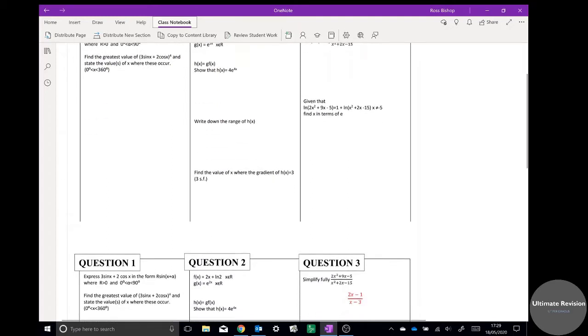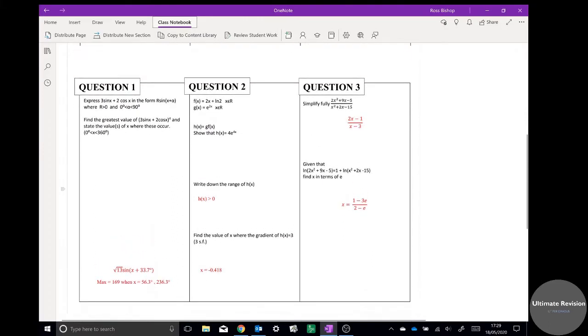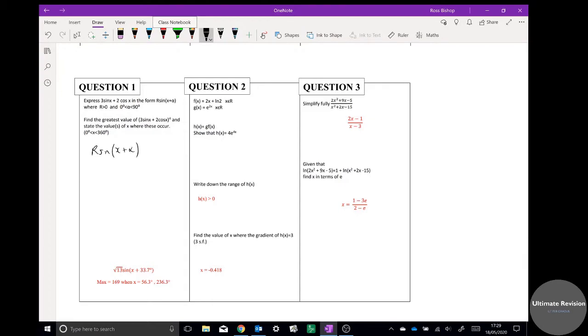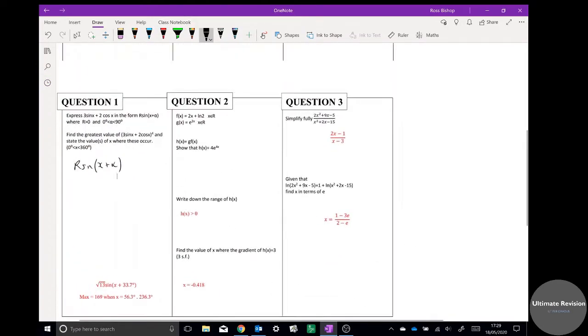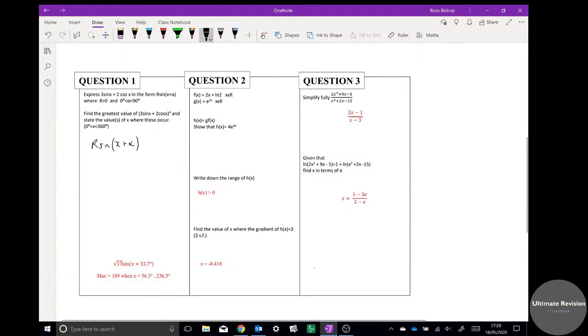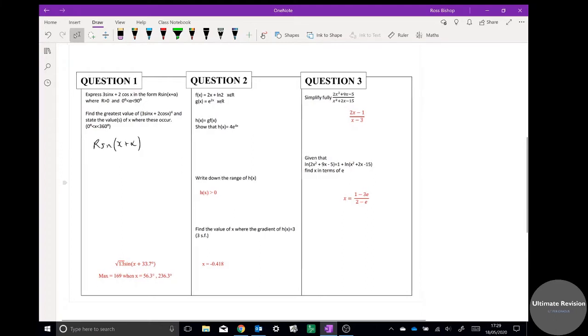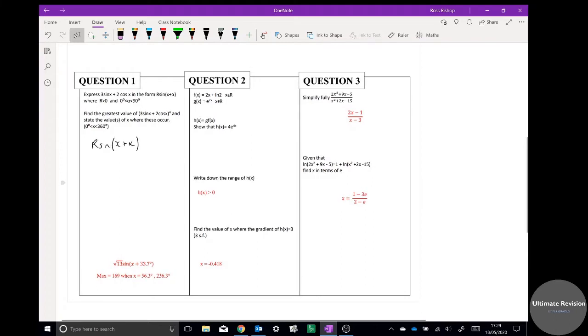Okay, that's about time, guys. So if we scroll down to the answers here, do check what you got. Now the first one, you have to get it in the form R sin(x + alpha). R is the square root of 3 squared plus 2 squared, which is root 13, and then you get alpha by rearranging to get tan alpha equals something. The maximum of that will be R, so the maximum of this is going to be root 13.